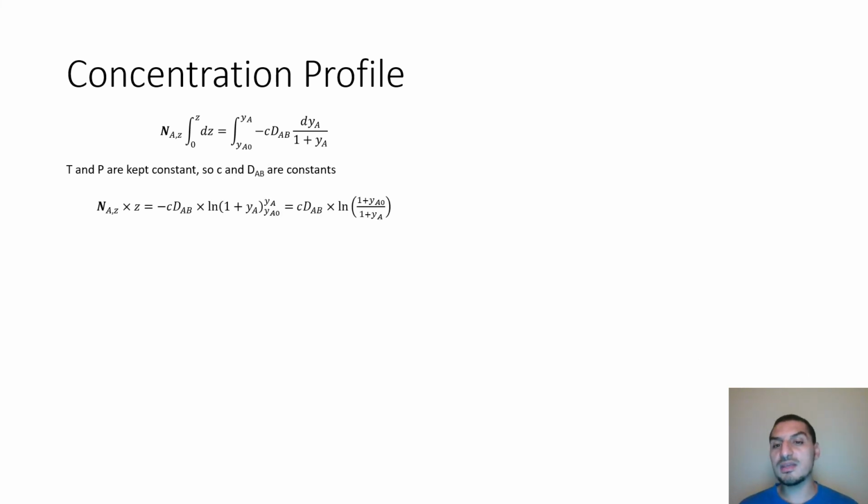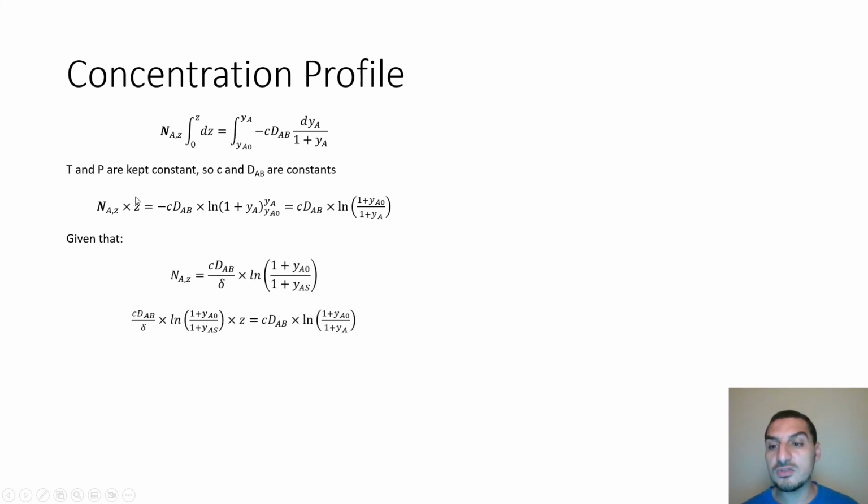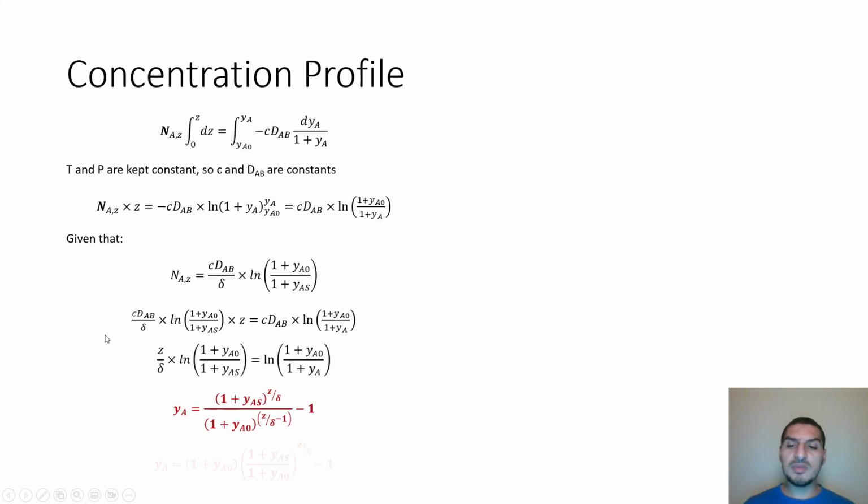So this is what we are doing here. We do the integration the same way we did last time. The only difference is that this is z and this is YA instead of YAS before. And I have now the relation between YA and z, but I have NAZ here, which is a function of other parameters. So I can simplify the equation more by getting the formula of NAZ and plugging it in here. So the equation would be like this, and we will cancel some terms on the right and left hand side, C DAB, C DAB, and with some mathematical manipulations we can have the equation written in this form or in this form.